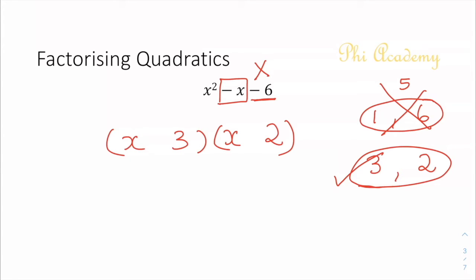One of them has to be a negative. So how do we know which one it is? That's why we have a look at the number in front of the x. It is a minus 1. So the difference of 3 and 2 has to be a negative 1. Only when the bigger number, which is 3, is negative and the smaller one is positive will the difference also be a negative. So we will say x minus 3 and x plus 2.